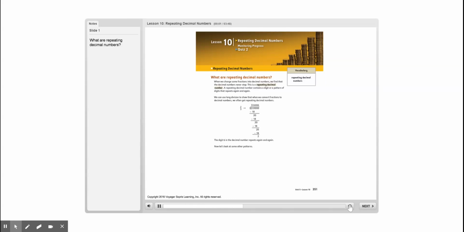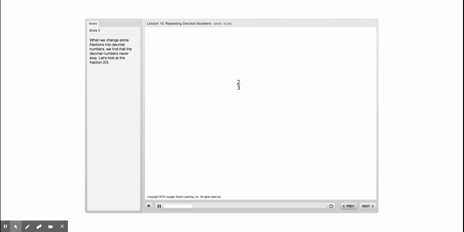What are repeating decimal numbers? When we change some fractions into decimal numbers, we find that the decimal numbers never stop. Let's look at the fraction 2/3. To convert this fraction to a decimal number, we use long division.